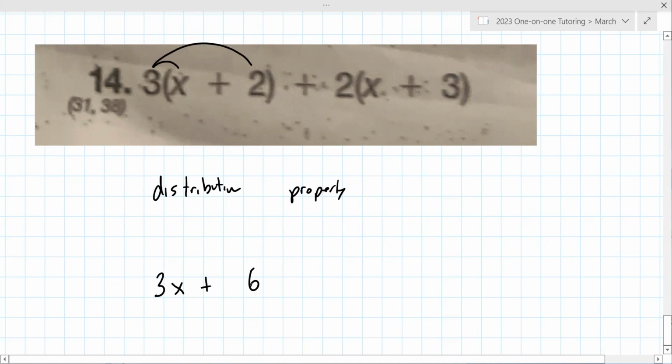Let's do this one. This one's the distributive property. Sometimes it's confused with multiplication because you are multiplying 3 times x and 3 times 2. So that's 3x plus 6. And then you similarly do it on the right here: 2 times x, 2 times 3.